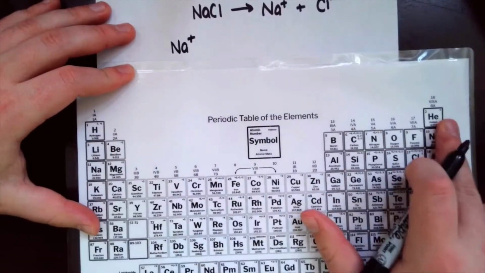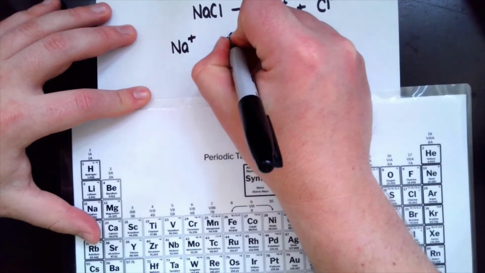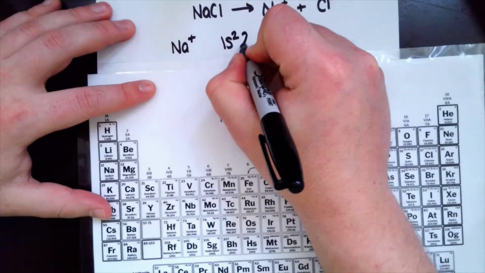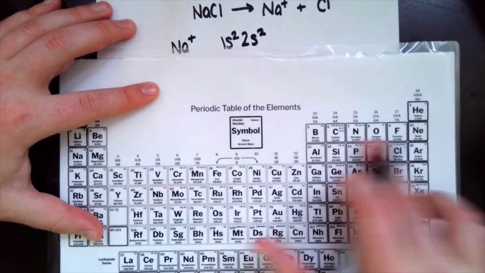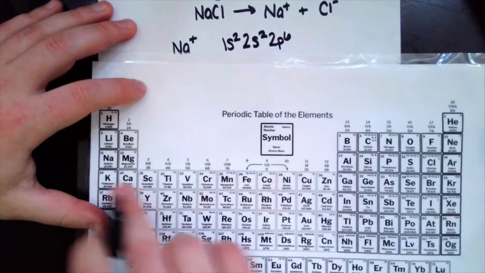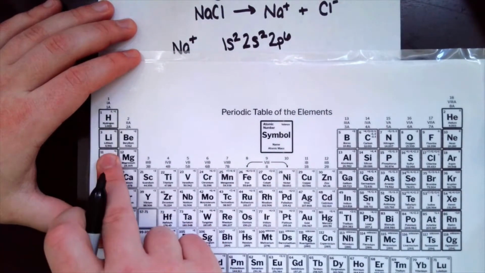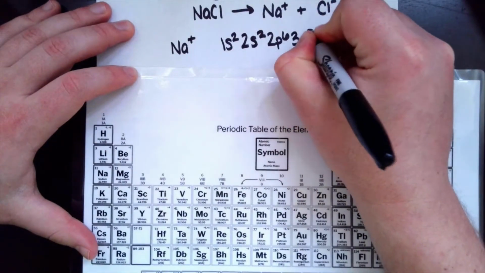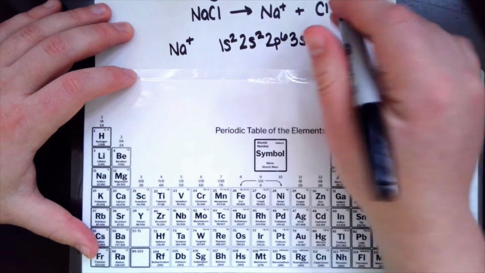So we start, again, we just count along the periodic table. So we go 1s2, down to 2s2, then we go across to the 2p subshell, so we have 2p6. Now we come down to the 3s, and that's where we find sodium. And we only have to count once in the 3s to get to sodium, so we just go 3s1. So again, that would be the electron configuration for neutral sodium.